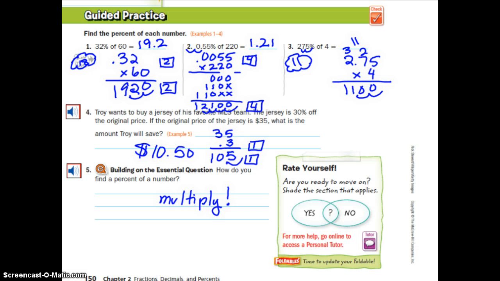Okay, did you get what I got? In number 1, I got 19.2, 2, 1.21, 3, 11, 4, $10.50. All you have to do is multiply. Be careful. I did estimates. In number 1, I got 18. That's my estimate, and I got 19.2. That's pretty close. I knew this was going to be somewhere around 1. That's good. 275%, I said was 11. Wow, look at that. It was 11. And then 30% of 40 is $12. I got $10.50. That looks good. Remember, be careful when you multiply with a decimal. See you tomorrow.